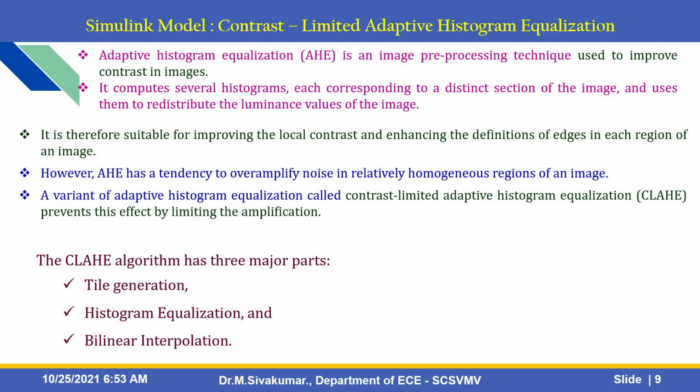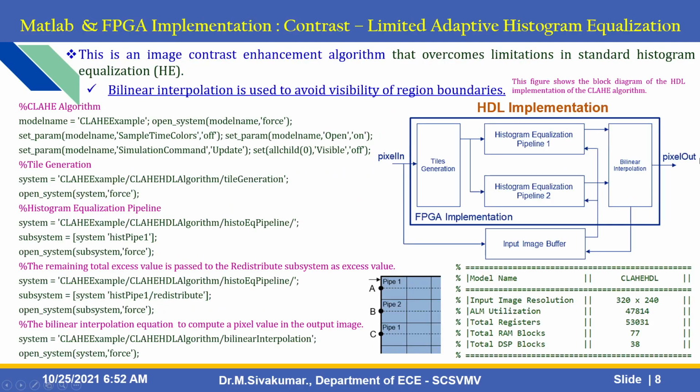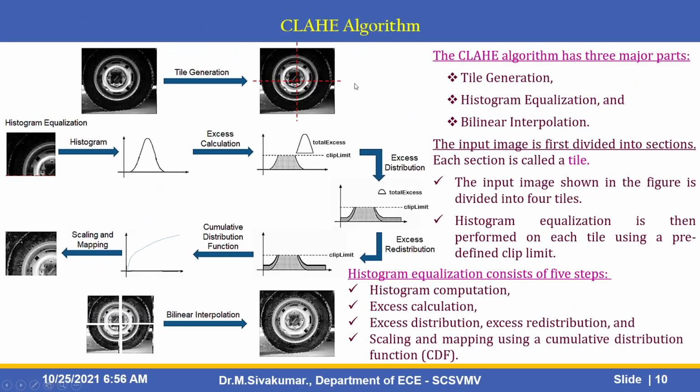Here it has three major parts. The first one is tile generation, the second one is histogram equalization, and the next one is bilinear interpolation. Here is some introduction given by MathWorks in MATLAB. These are the input image, then tile generation, the next part is histogram equalization, and another part is bilinear interpolation. Here the input image is first divided into sections, and each section is called a tile. The input image shown in the figure is divided into 4 tiles, and histogram equalization is then performed on each tile using a predefined clip limit.